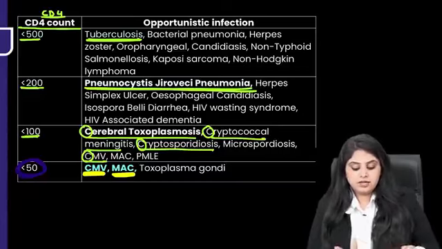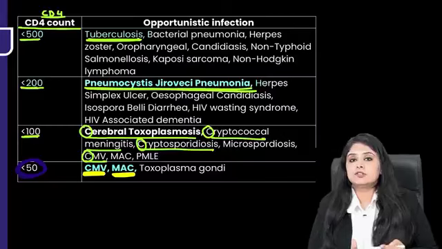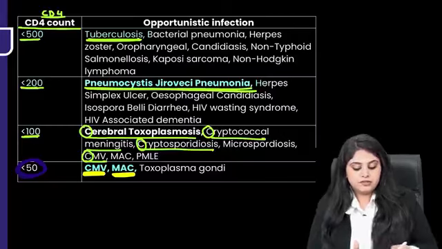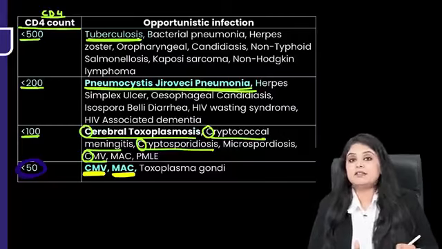Less than 200, very very important, there is going to be pneumocystis jirovecii. Less than 100, all the CCC things are there. CMV retinitis and MAC infections are going to be less than 50.